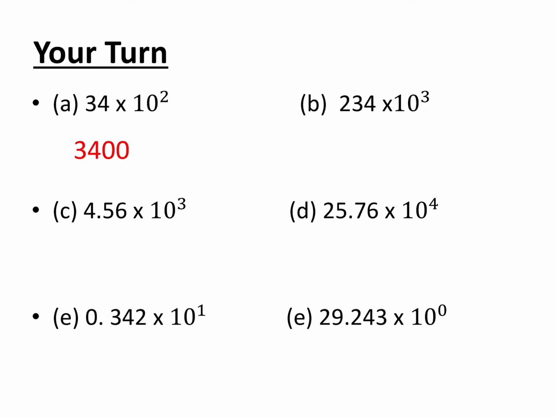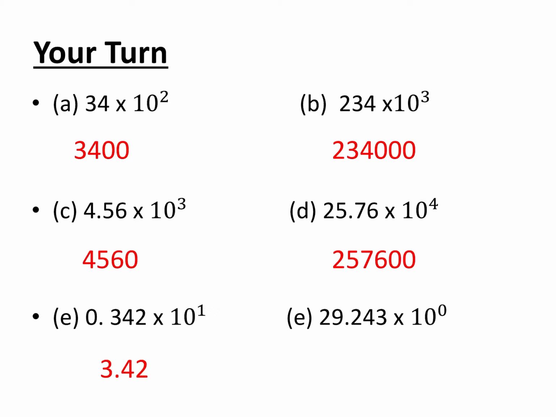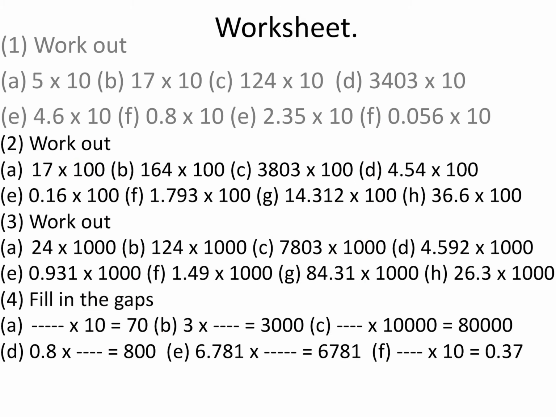Right, so what I'd like to do now is pause the video and have a go at these questions, please. Okay, so the first one, remember you're timesing by 100. Part B, you're timesing by 1,000. Part C, you're timesing by 1,000. Part D, you're timesing by 10,000. So remember, the decimal point moves forward 4 times. Part E, you're just timesing by 10. And part F, you're just timesing by 1.